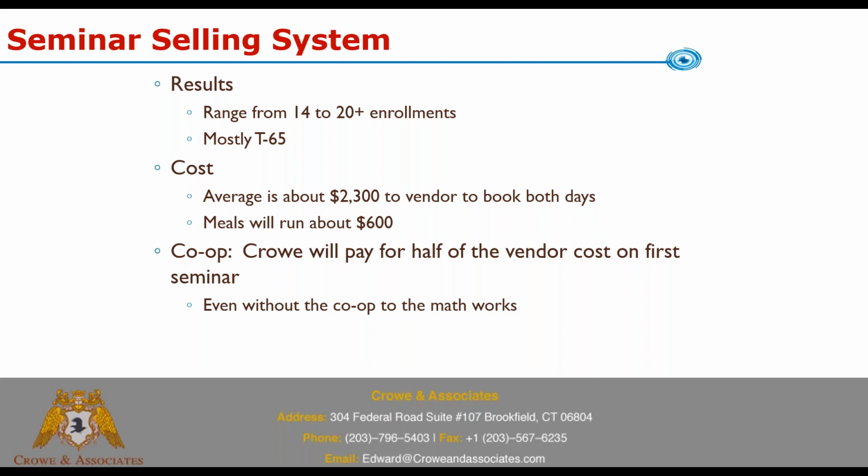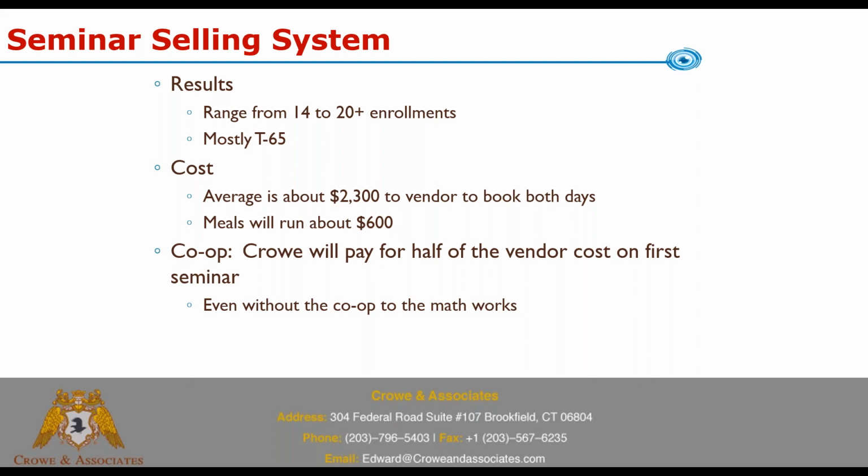What does this cost? To do the event, which covers both days, to put the people in the seats, they have 40 to 60, your average cost from the vendor is going to be about $2,300. Keep in mind, these are mostly T65s you'll be enrolling. So if you happen to do a lot of Advantage enrollments, I can do the quick math in your head.